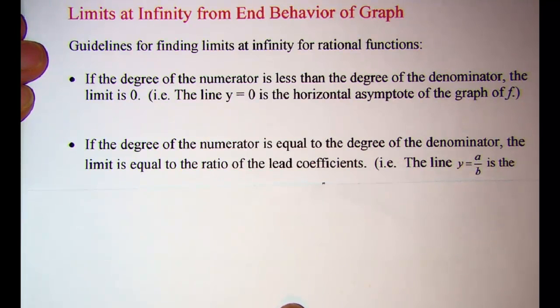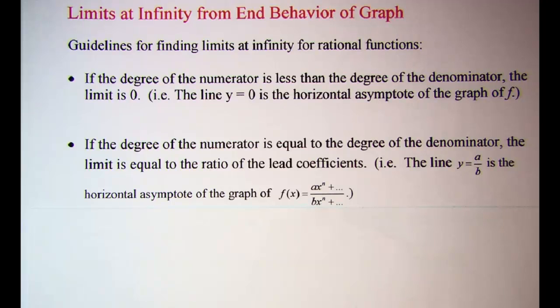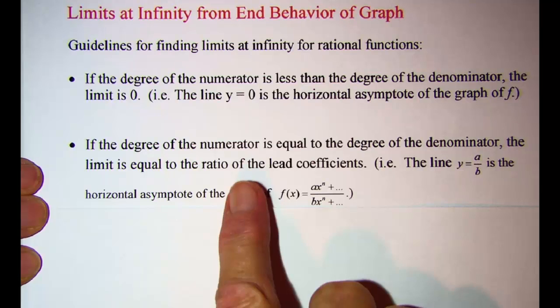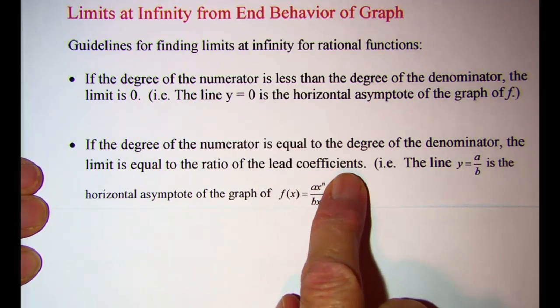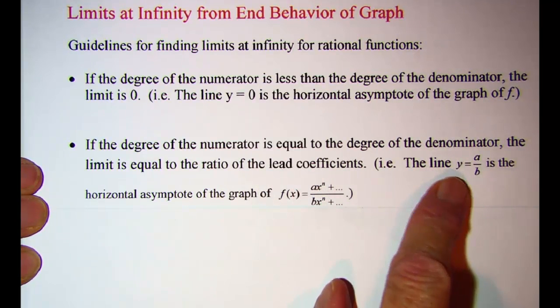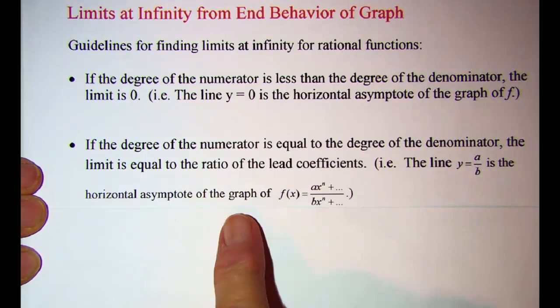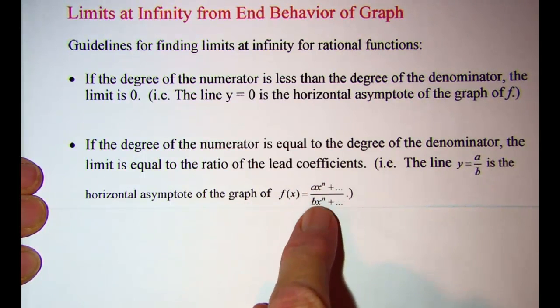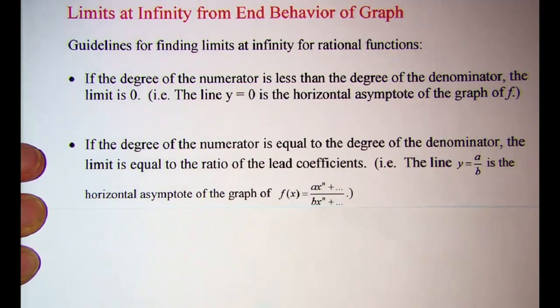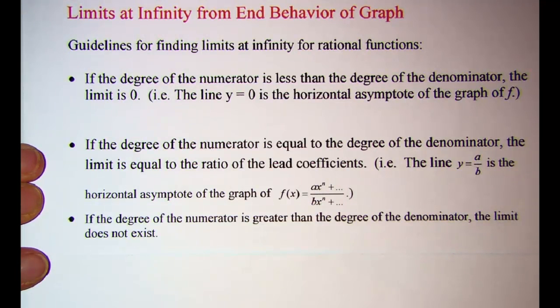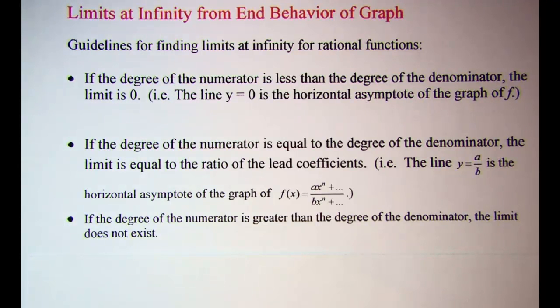If the degree of the numerator is equal to the degree of the denominator, the limit is equal to the ratio of the lead coefficients. So the line y equals a over b is the horizontal asymptote of the graph of this function. Notice the lead coefficients are a over b. And if the degree of the numerator is greater than the degree of the denominator, the limit does not exist.